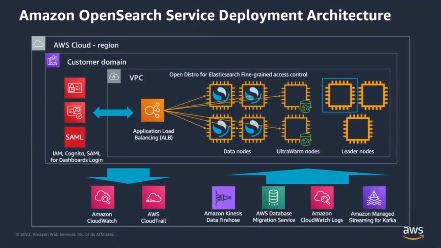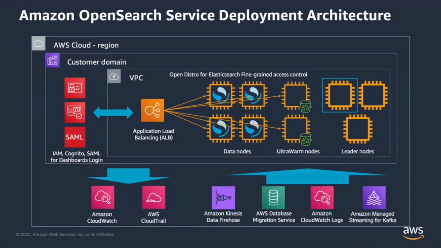We have data nodes. The data nodes are responsible for holding the data and responding to indexing and query requests. So data nodes are your fundamental resource that you're using. We also have a feature called UltraWarm that enables you to move older data into a lower cost storage tier, reducing your overall cost by typically in the neighborhood of 40 to 50% for older log data that's infrequently accessed.